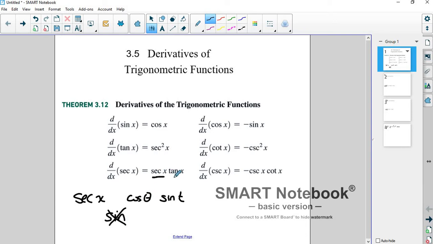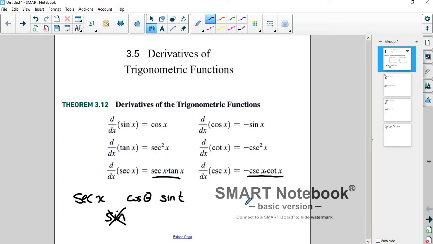Okay. The other thing is that these two are products of two functions. There is no function called sectan. Right? This is secant of x times tangent of x. So the derivative of secant is actually a product of two things. Same thing for cosecant. The derivative of cosecant, that's a product of two things.